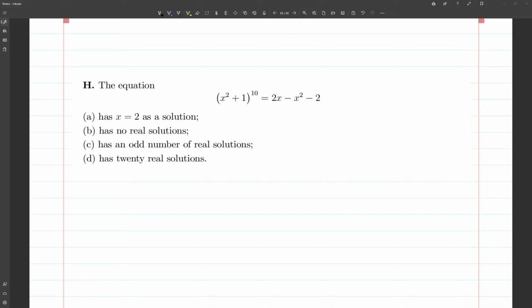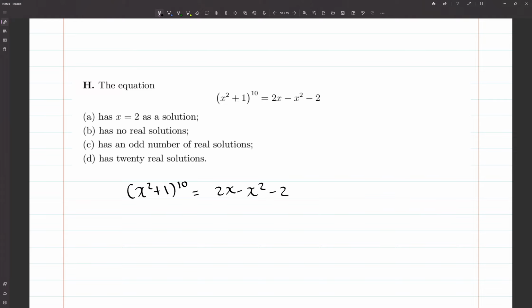Okay, so assuming you guys have done that, let's go through it. So our equation, which is (x squared plus 1) to the power 10 equals that. Okay, so that's right here. So to the power that equals 2x minus x squared minus 2, right? So what I want to do is find, okay, how many solutions does it have, or what is it, right?